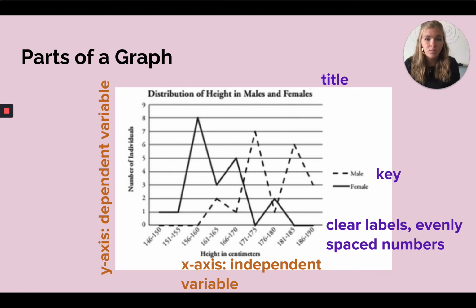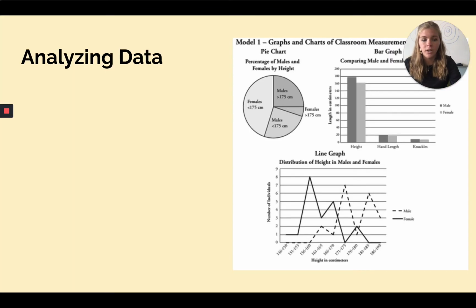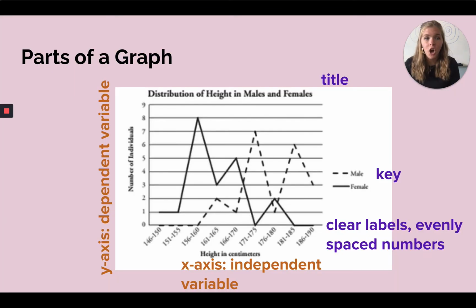So something that's important to remember when making your graph is, does your graph talk? Does it have a title? Does it have axis labels? Does it have labels on your axis? Does it have a key? And does it have a correct scale? So think about those 5 things when you're making your graph.